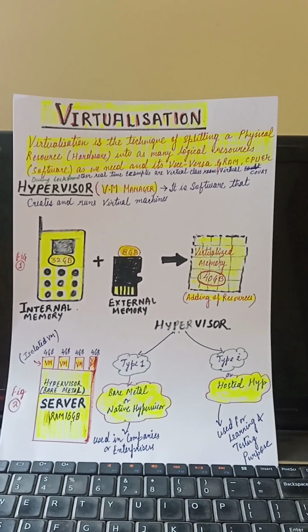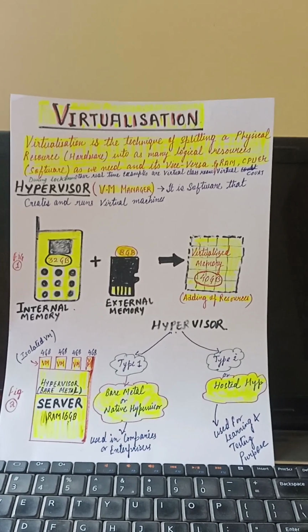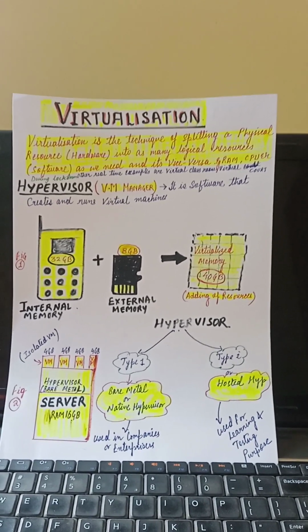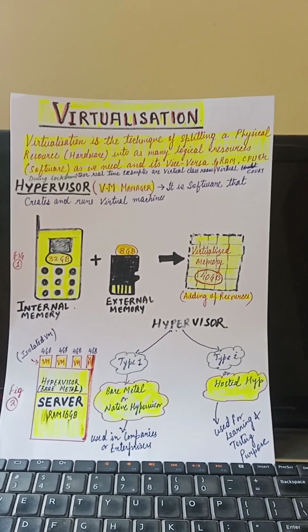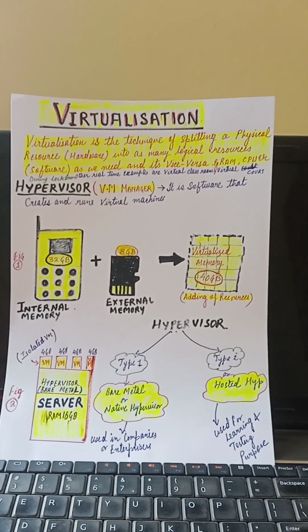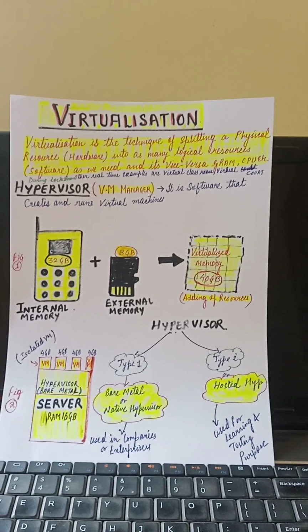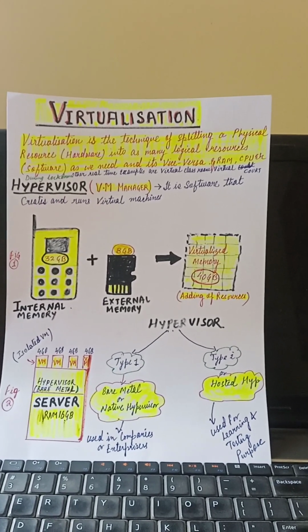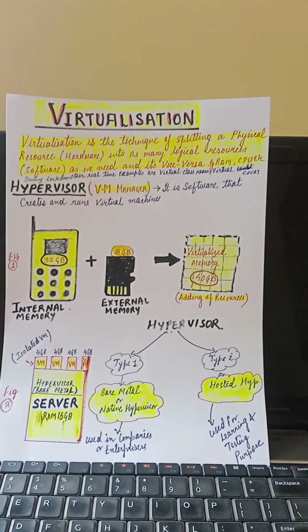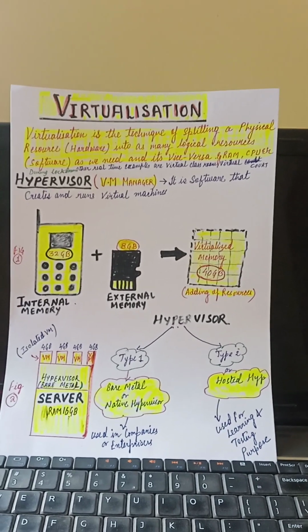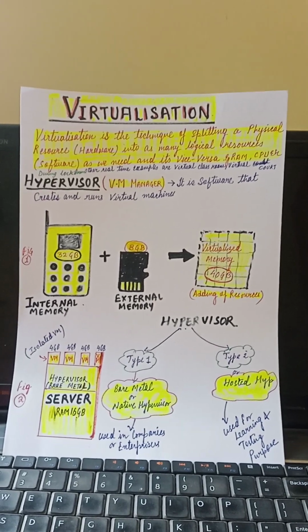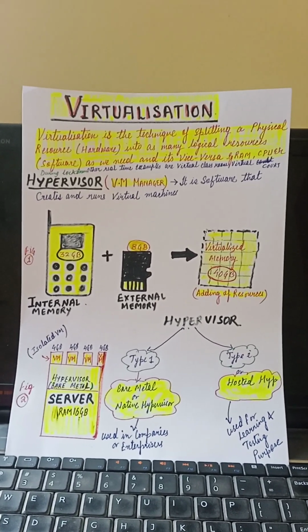Hypervisor is further divided into two types: type 1 hypervisor and type 2 hypervisor. Type 1 is also known as bare metal or native hypervisor. An example, it is used in companies and enterprises. On the other hand, type 2 hypervisor is also known as hosted hypervisor, and it is used for learning and testing purposes. So friends, we can see two figures in the diagram.